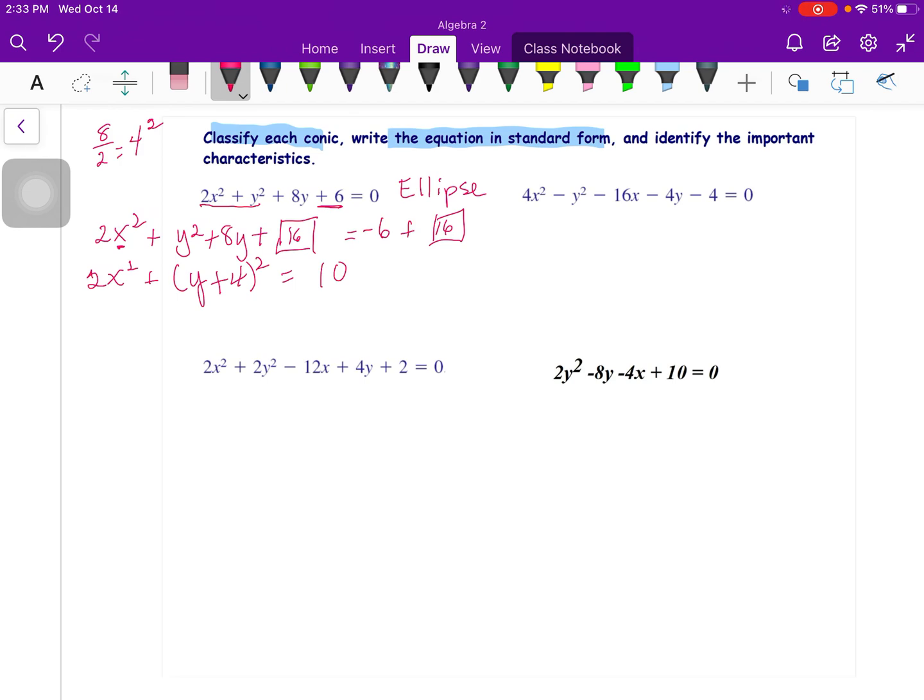So to be an ellipse, it must equal 1, so I must divide everything by 10. So I have x squared over 5 plus y plus 4 squared over 10 equals 1. And I now have it in elliptical form.